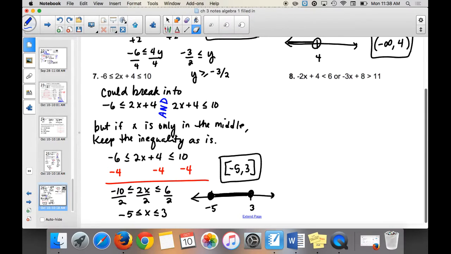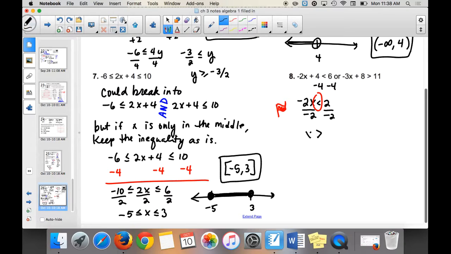So let's try this one. I'm going to subtract the 4, subtract the 4. So I get negative 2x is less than 2. I divide by negative 2, red flag rule, so we flip that sign, so it's going to be greater than. So I get x is greater than negative 1, like that. Now this other side, I subtract my 8, I get negative 3x is greater than 3. I divide by negative 3, I divide by negative 3. I get x is less than negative 1. I didn't realize I did this. I made them both negative 1, didn't I?